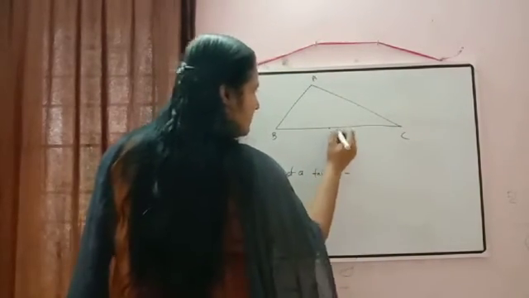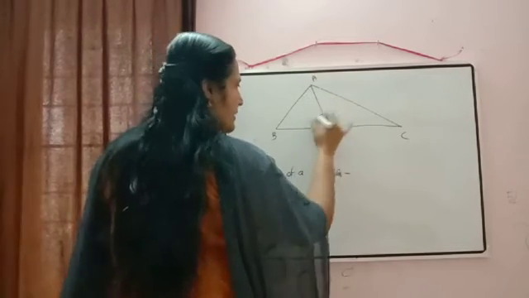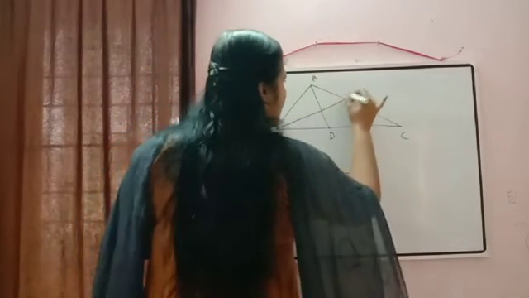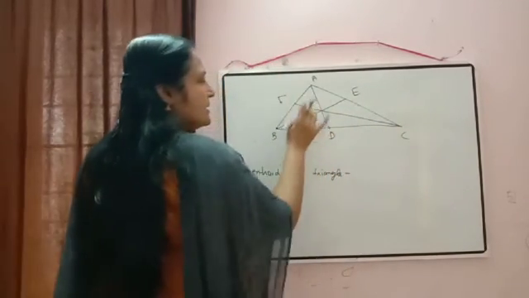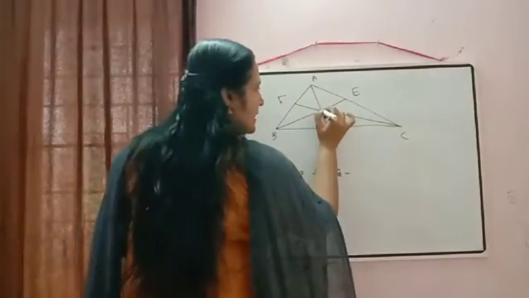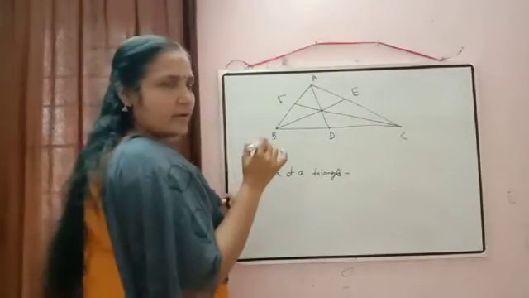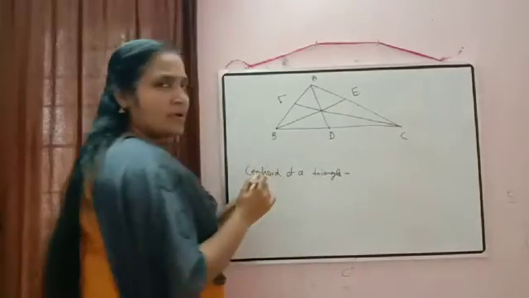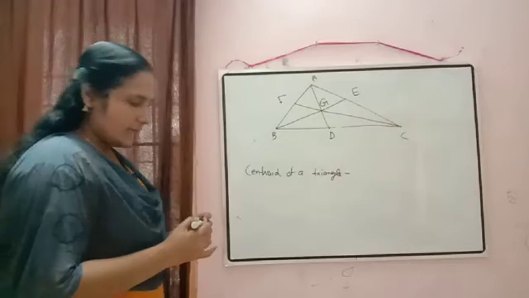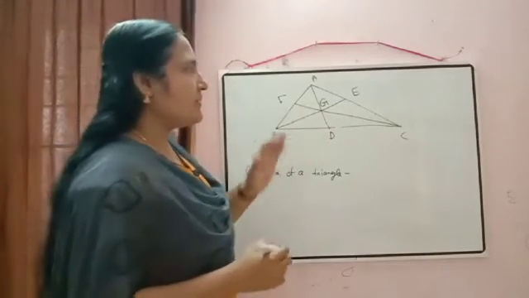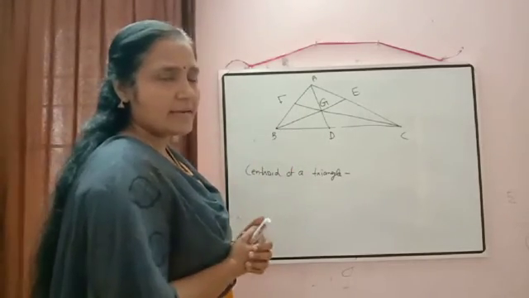So suppose I have a triangle ABC. Median means it should go to the midpoint. So AD is one median, then another median I am writing as BE, and the other one as CF. Where these three medians intersect, that is called the centroid. So the centroid is the intersection point of the medians and it is denoted by the letter G.